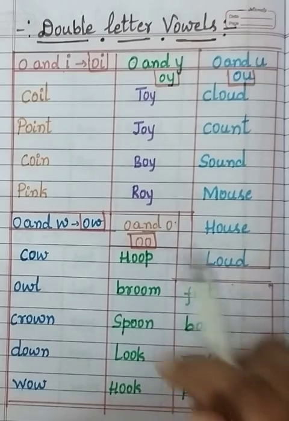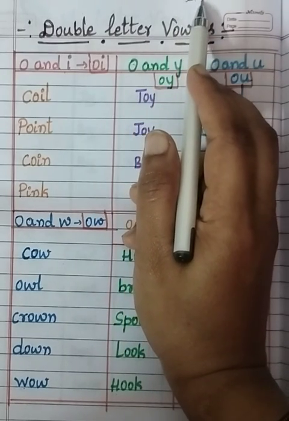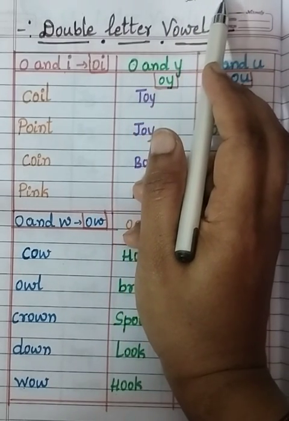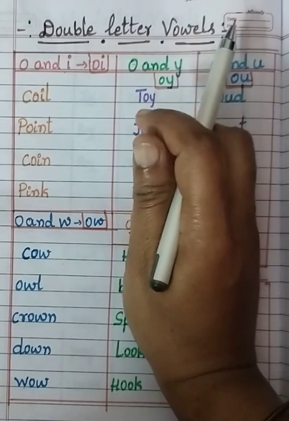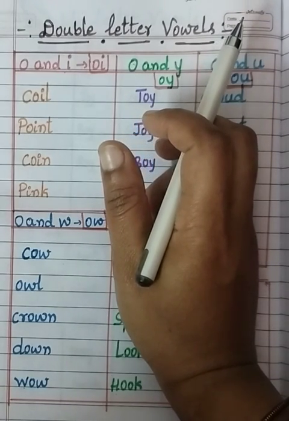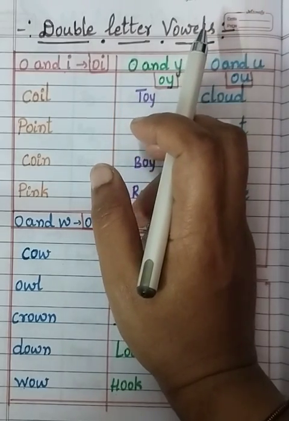Children, today we will learn about double letter vowels. So children, we know that A, E, I, O and U are all called vowel sounds. Many times we use double letter vowels for some words.